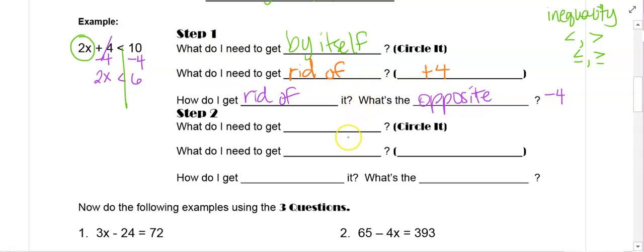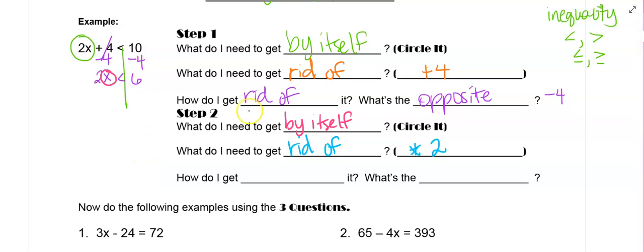Now, like a broken record, we're going to ask ourselves again. We're on this step right here. What do I need to get by itself over here? Now I've got to get the x by itself. It's next to this 2. And we're going to ask ourselves, what do I need to get rid of? I need to get rid of this 2 right here, but you have to tell me, what is that 2 doing? When a number and a letter are right next to each other, they are multiplying. So I need to get rid of a times 2 or a multiply 2. It's really important you tell me that. So how do I get rid of it?